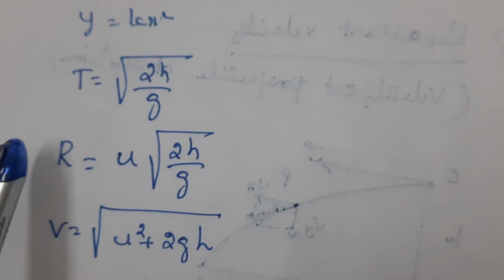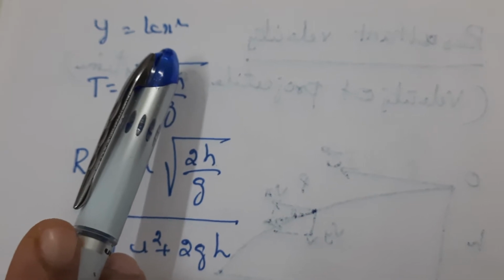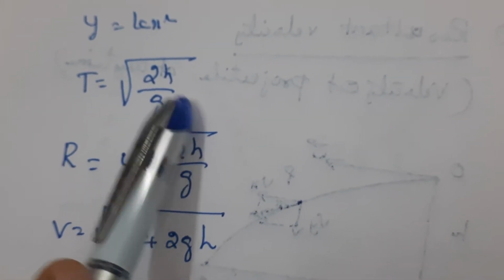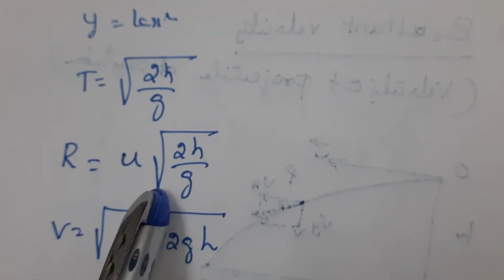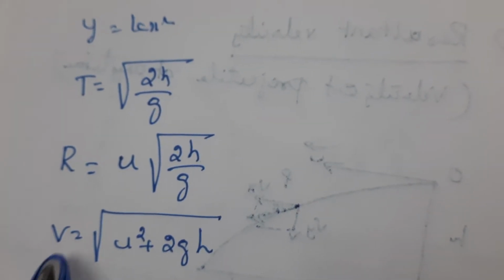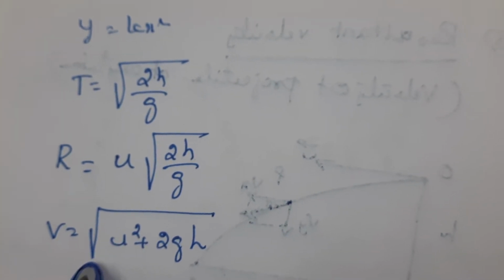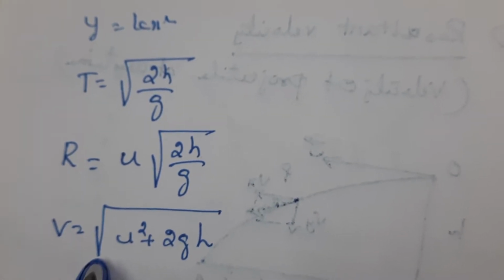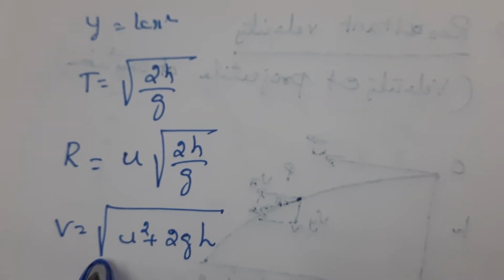We got formulas like this: y equal to kx square, which shows the equation of a parabola, and the time of flight t is equal to root of 2h by g. Time is directly proportional to the root of height, and the range R equal to u times root of 2h by g, and the speed v is equal to root of u square plus 2gh. I think you all have learned this. If you understand this, you can understand the next, angular projection, very easily.